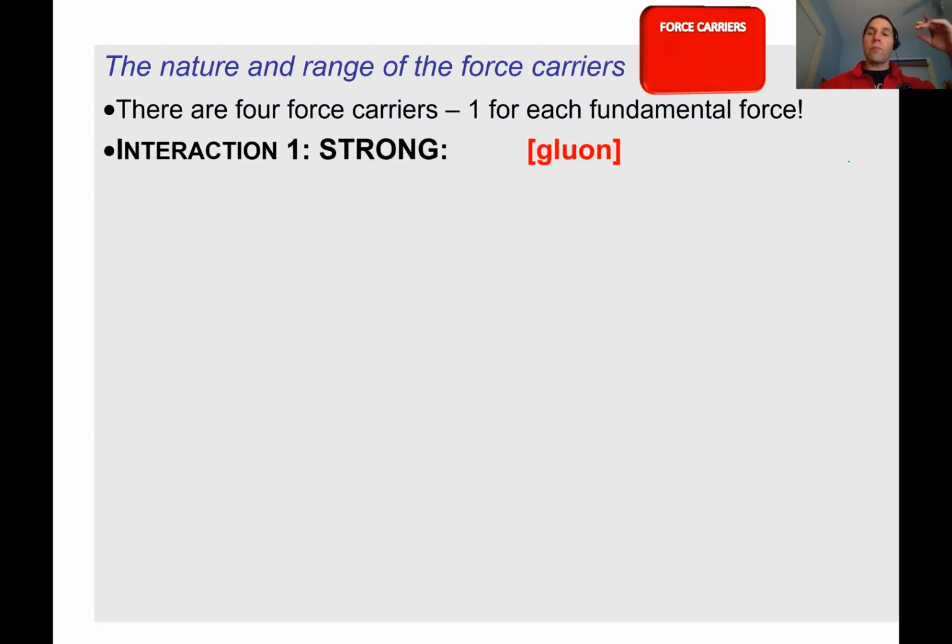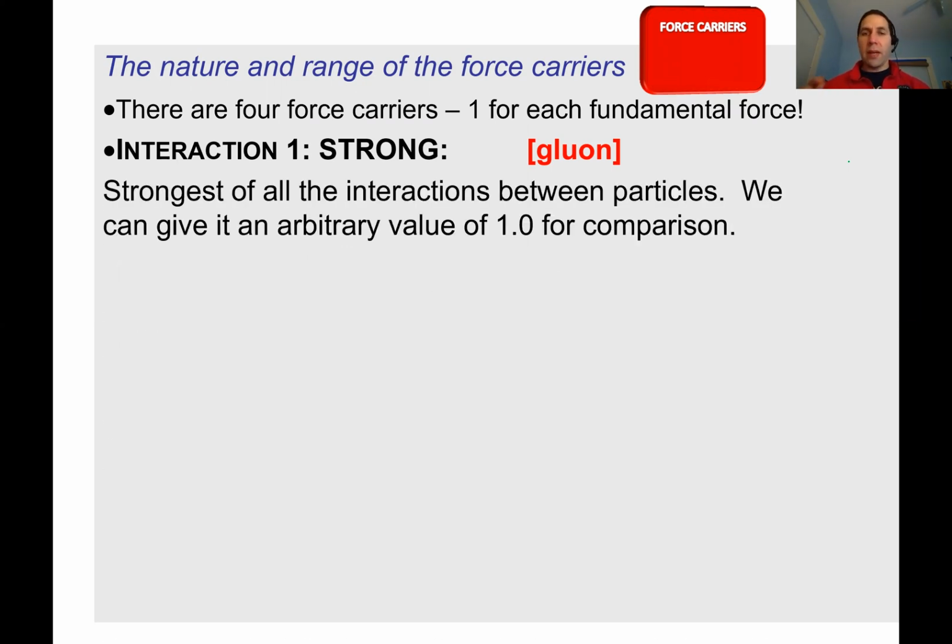And we're gonna go from most powerful to weakest, okay? So the first fundamental force is something we call the strong force. You'll also hear it called the strong nuclear force. And the force carrier associated with it is something called a gluon. No, I did not make that up, okay? It's the strongest of all the interactions between the particles. And just for comparative purposes, we're gonna assign that an arbitrary value of 1, and we're gonna compare the other fundamental forces to the strong force to get a sense of the magnitude of difference here.